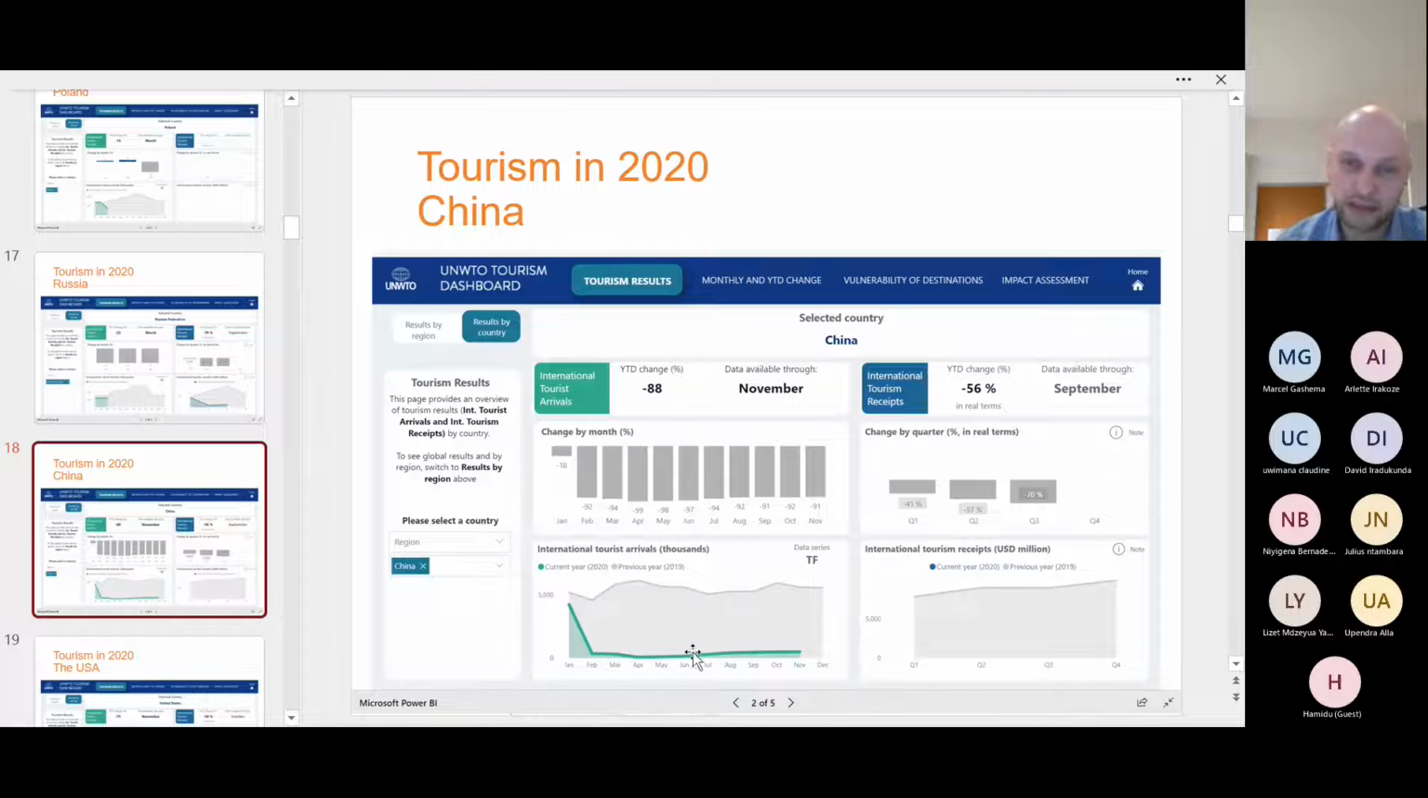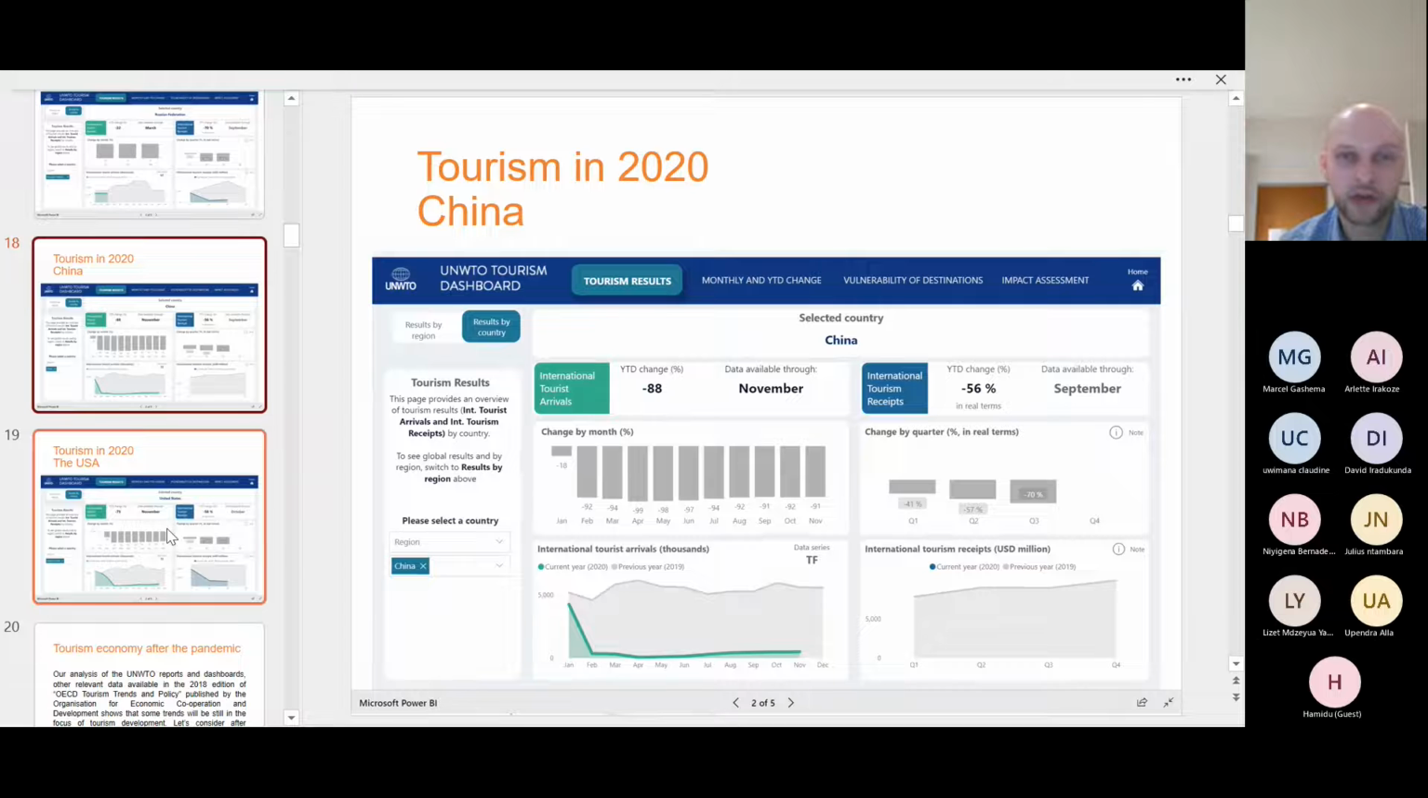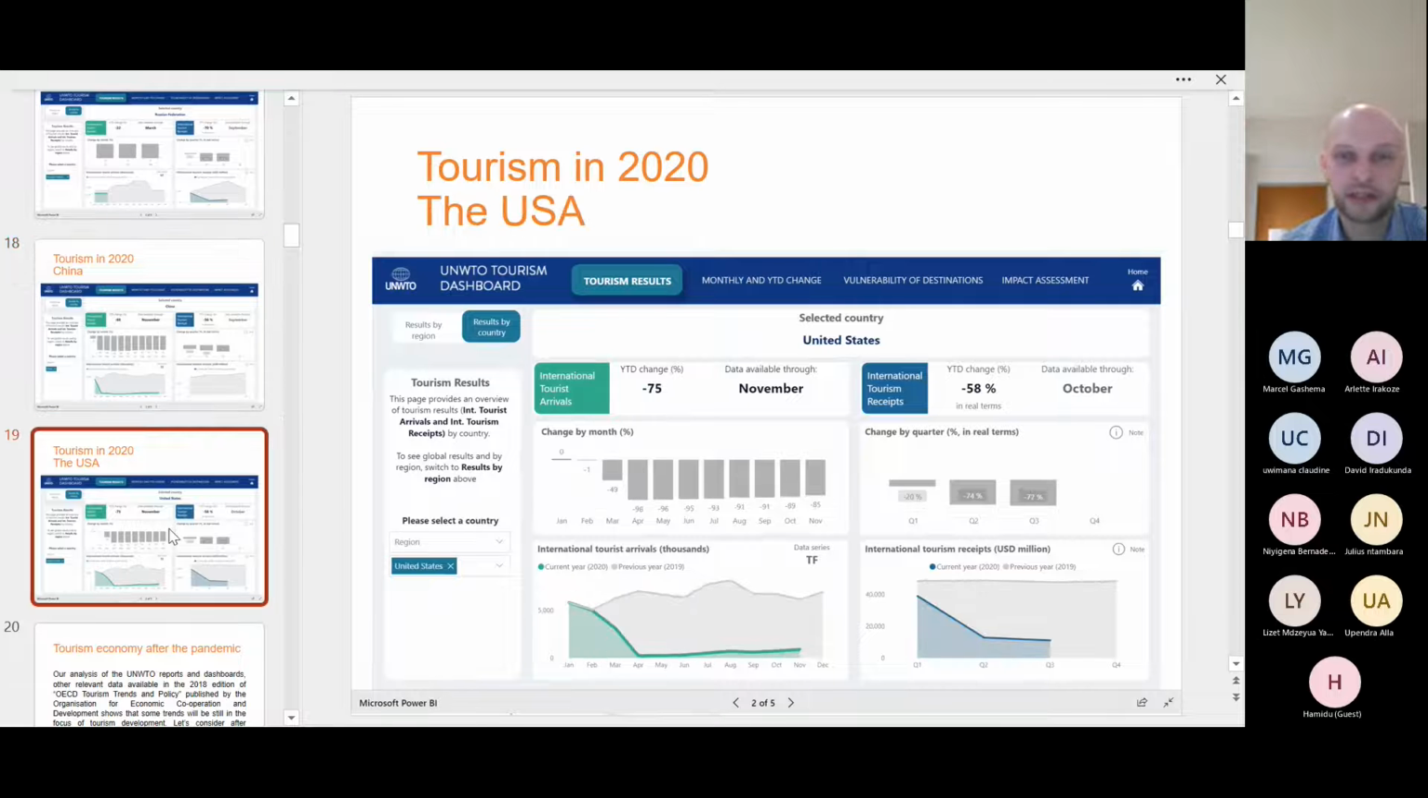There are some tourist arrivals that you can trace here, but still the drop was rapid and big. And let's take into account another one, the United States of America. A similar situation, also a decline in tourist arrivals.